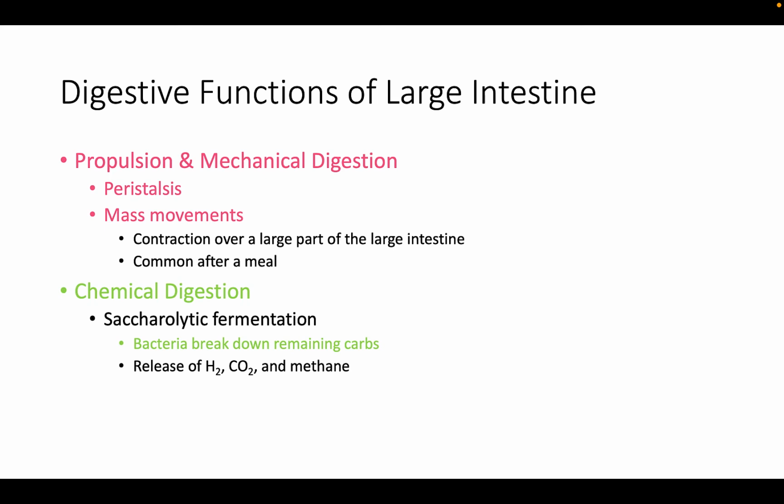Through the process of saccharolytic fermentation, bacteria break down some of the remaining carbohydrates, and this results in the discharge of hydrogen, carbon dioxide, and methane gas, and this creates flatus, or gas, in the colon. Flatulence is excessive flatus. Each day, up to 1,500 milliliters of flatus is produced in the colon, and more is produced when you eat foods such as beans, which are rich in otherwise indigestible sugars and complex carbohydrates like soluble dietary fiber.